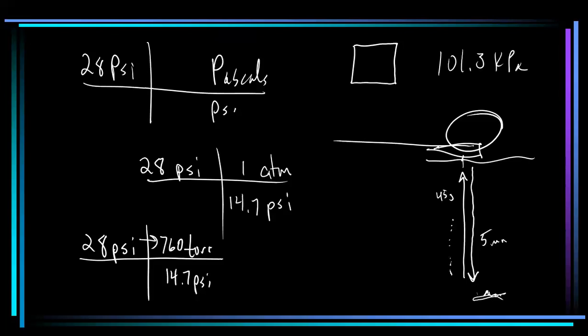Really? Okay, a meter is about this big. How big is a kilometer? So you're going to need a bunch of meters to make up a kilometer. Well, what if you have 100 kilometers? Okay, so you move it. So it's 101,300 pascals in 101.3 kilopascals. Okay?